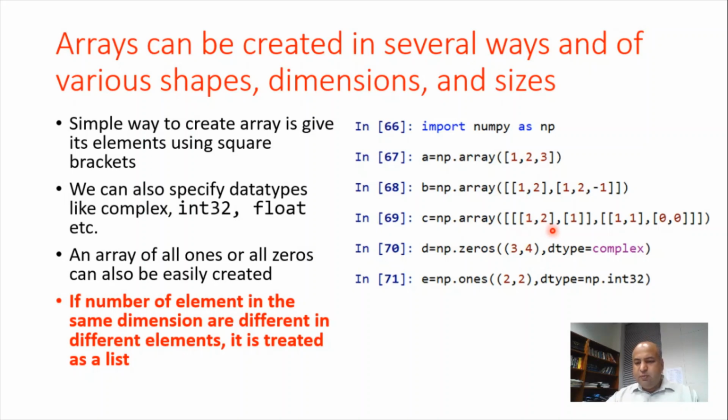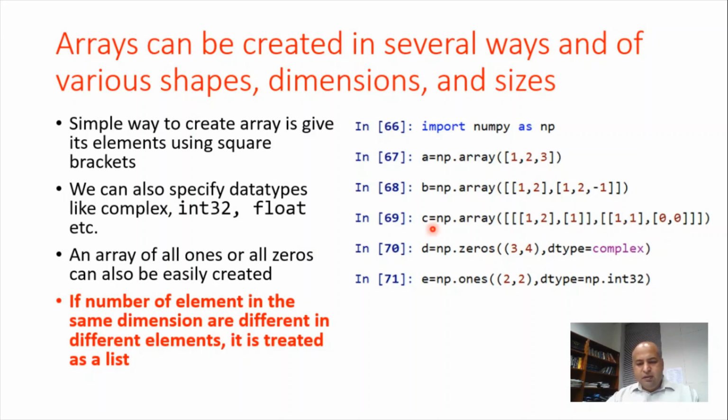Similarly, if you see here this array C, it's a two-dimensional array, but it's like this. So in the first row, we have this element 1, 2, and 1, and then in the second row we have this element. This is 1, 1, and this is 0, 0, another element. So you see we have this two-dimensional array, but the elements themselves can be arrays or lists.